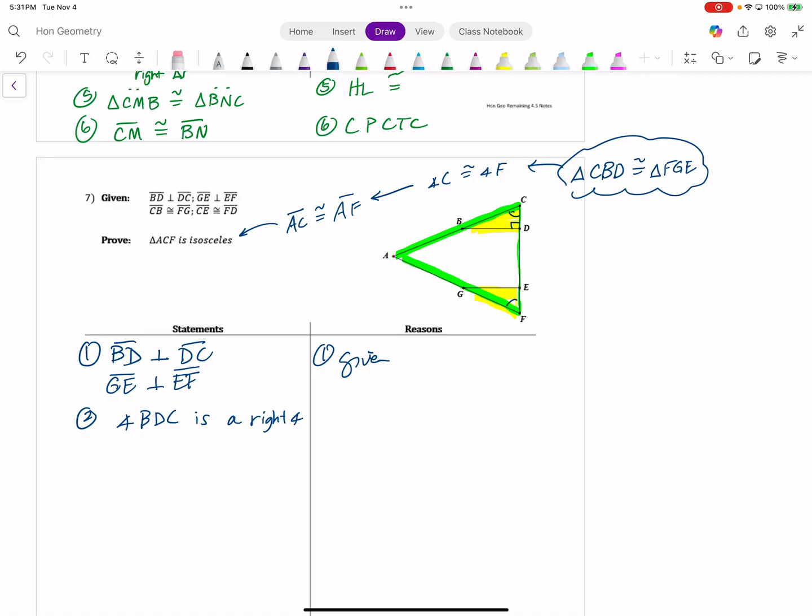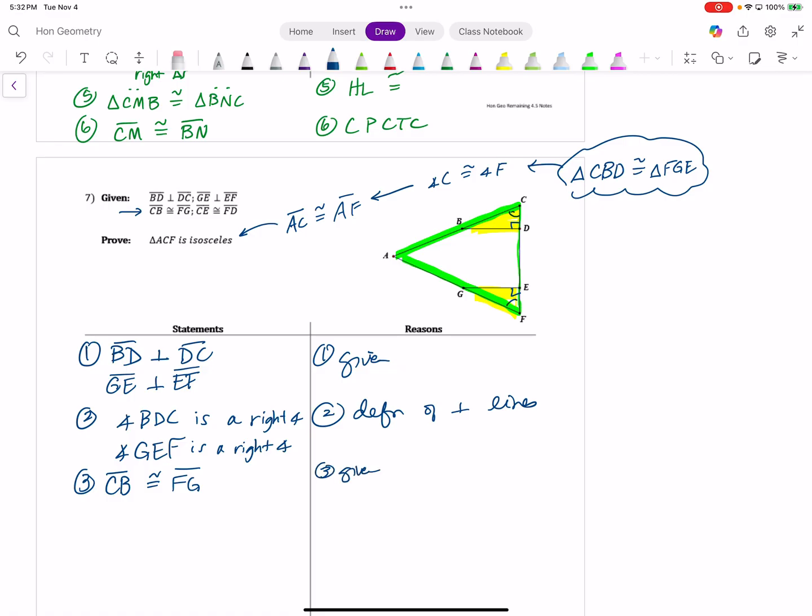All right, now because GE is perpendicular to EF, that's a right angle as well. So it's going to be the same reason, so I am going to keep it in here. So GEF is a right angle. And that's because of the definition of perpendicular lines. Okay, so now I've got 2 angles in there. So all I need is a strategically placed side. Let's see what we got in our next line of givens. Okay, so we know that CB is congruent to FG, because that's given. Okay, so CB, that little piece right there, is congruent to this little piece right here.